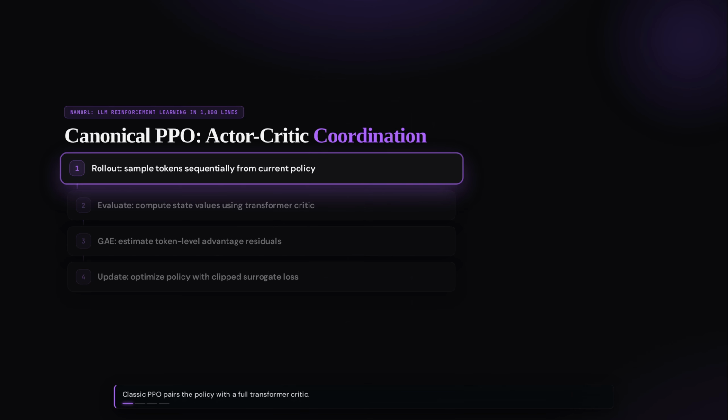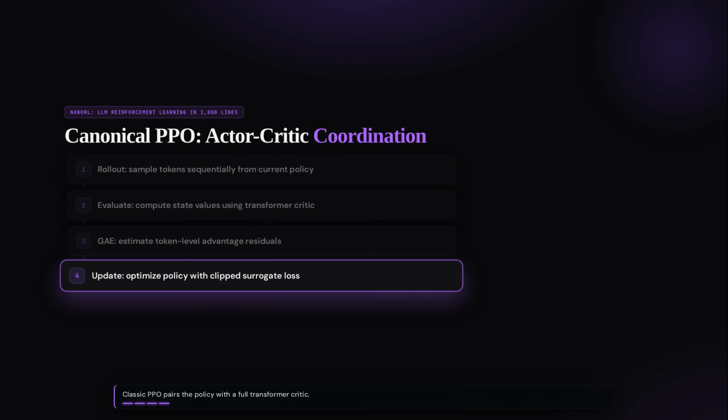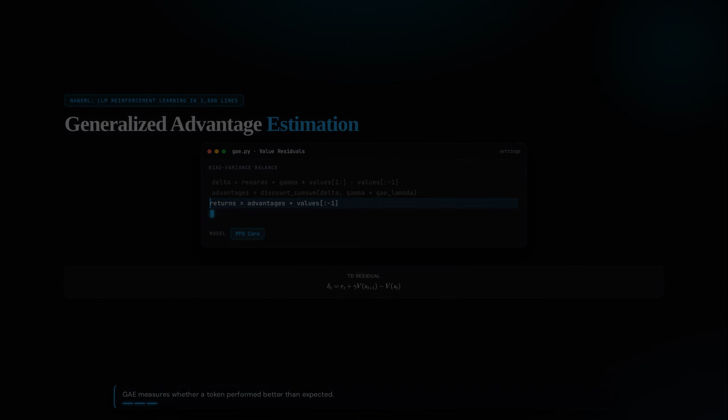Classic PPO pairs the policy with a full transformer critic. The critic predicts state values, letting us compute generalized advantage estimation to balance variance and bias across generated tokens. GAE measures whether a token performed better than expected. It accumulates discounted temporal difference errors across steps, weighting recent feedback against long-term expected returns without blowing up variance.